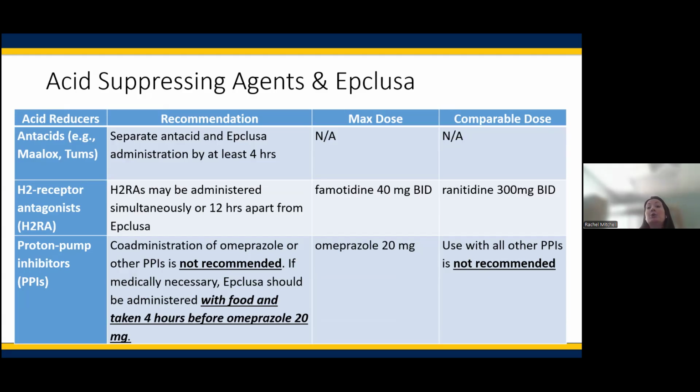So patients assume that a proton pump inhibitor meets that criteria, and they get a little bit confused with that 4 hours when they read that information in the package insert. So I try to set up a schedule with them so that they know what that really looks like. So if you're a morning person and you want to take the Epclusa in the morning, take it at 8 o'clock, take it with your breakfast, and then don't take your omeprazole until noon.